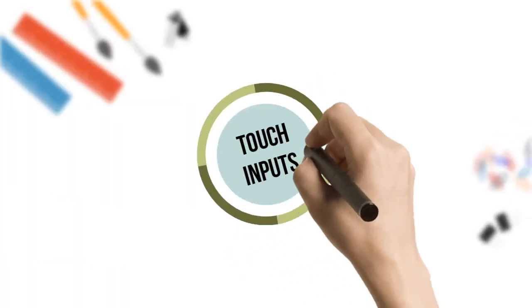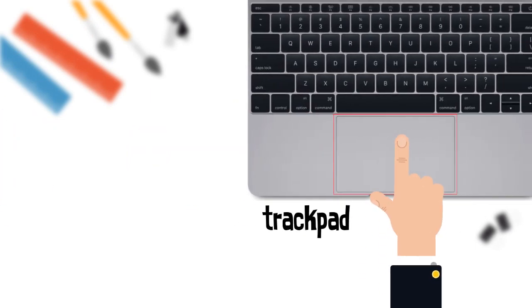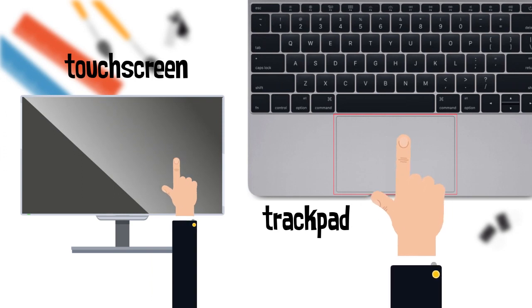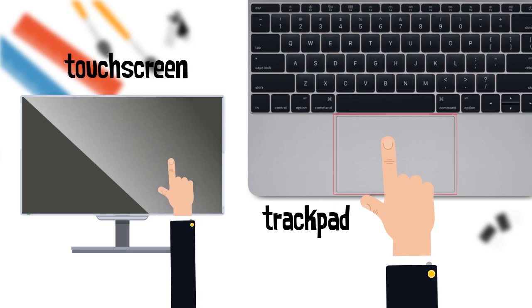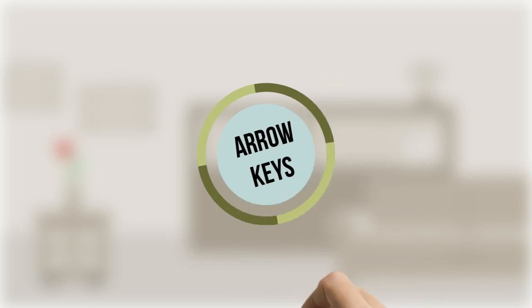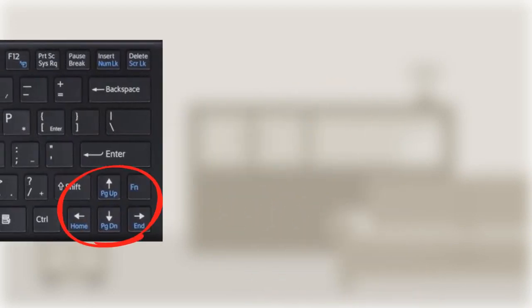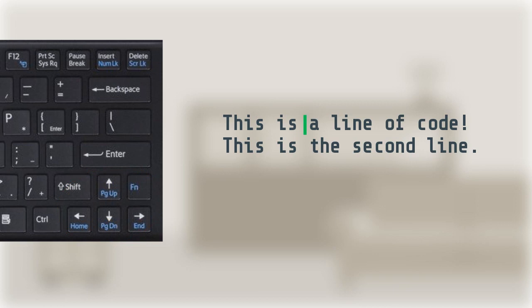Touch inputs. The trackpads are usually found in laptops. And many laptops and desktop monitors these days are touch-enabled. For most coding activities, you'll find that using a mouse is more effective than using these touch inputs. Arrow keys. In addition to using the mouse, you can use the arrow keys to move up, down, left, right inside your code.